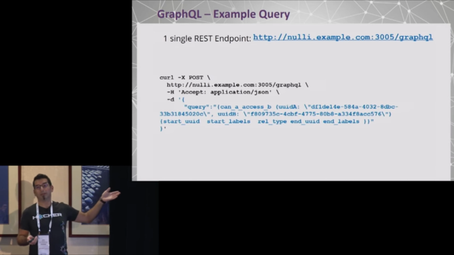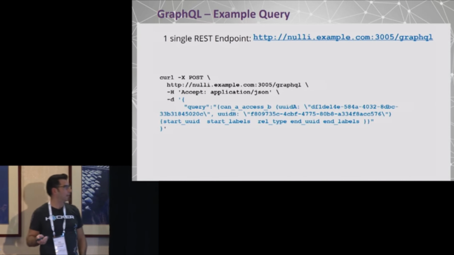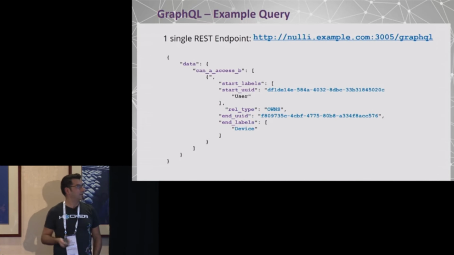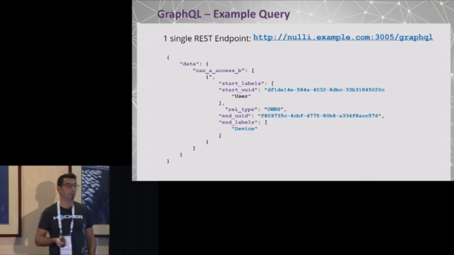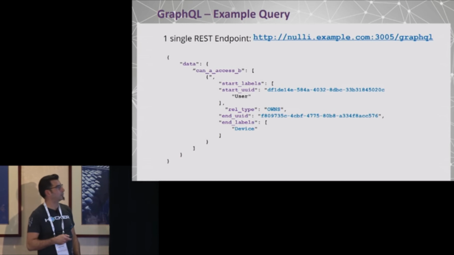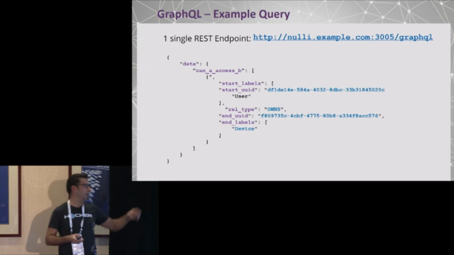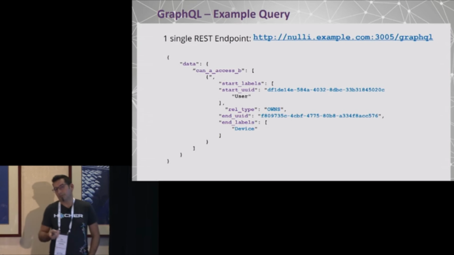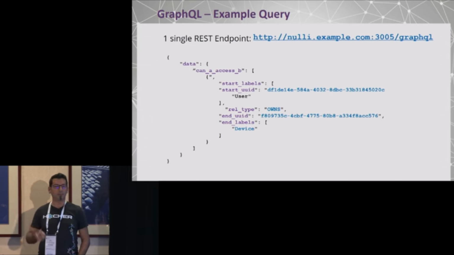So this is what that request would look like. And this is what the result would look like. In this case, we just have one single row in our response because it was a simple relationship. But again, it's an array of relationships, so we can have several, and that defines a path.